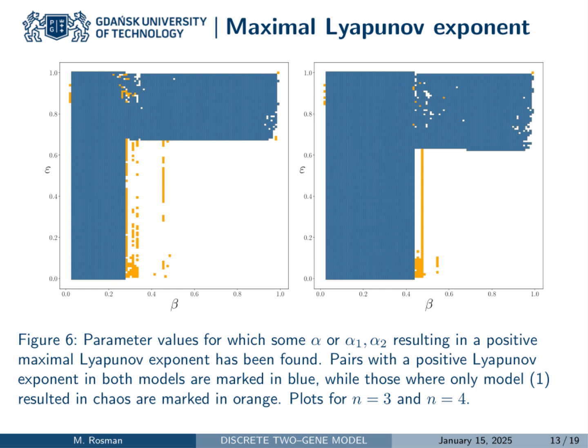Knowing that both versions of the model could be chaotic, we wanted to check whether one of them was more chaotic than the other. To do that, we scanned the parameter space in search of parameter combinations resulting in chaos. Blue indicates regions where chaos has been observed in both models, while orange means that chaos has only been observed in the modified model. Looking at those figures, it is clear that removing the simplifying assumption does not significantly destabilize the model.